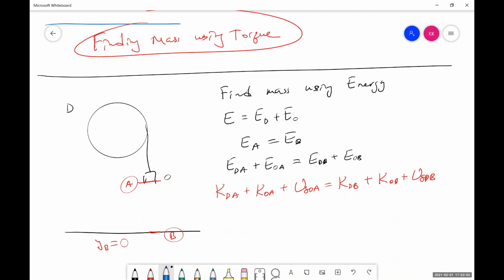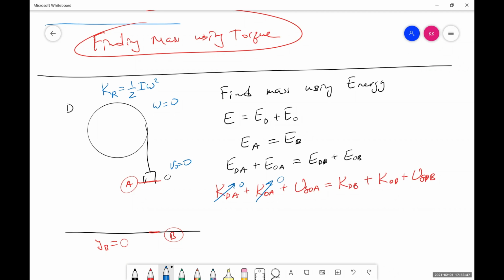Now, if my system starts from rest, that means the disk has no kinetic energy to start with. The type of kinetic energy the disk might have is rotational kinetic energy, which is 1/2 I omega squared. But remember I said that omega equals 0, so then there is no rotational kinetic energy. Also, my object starts from rest, so this is also 0.